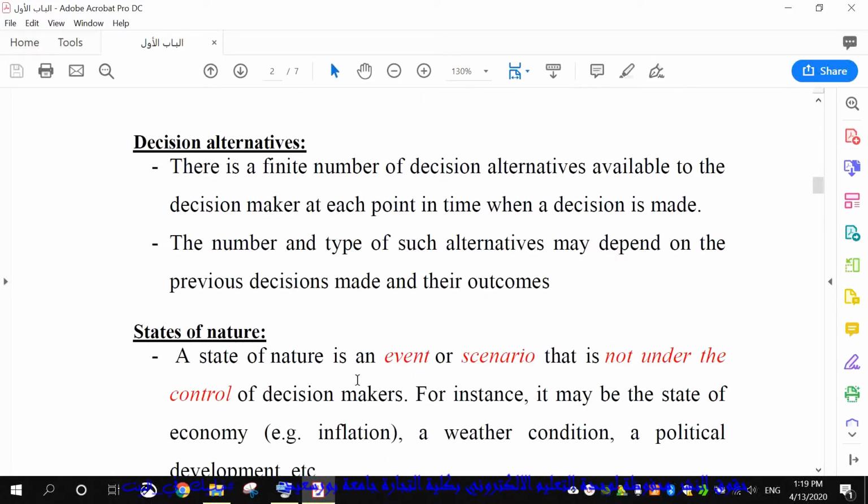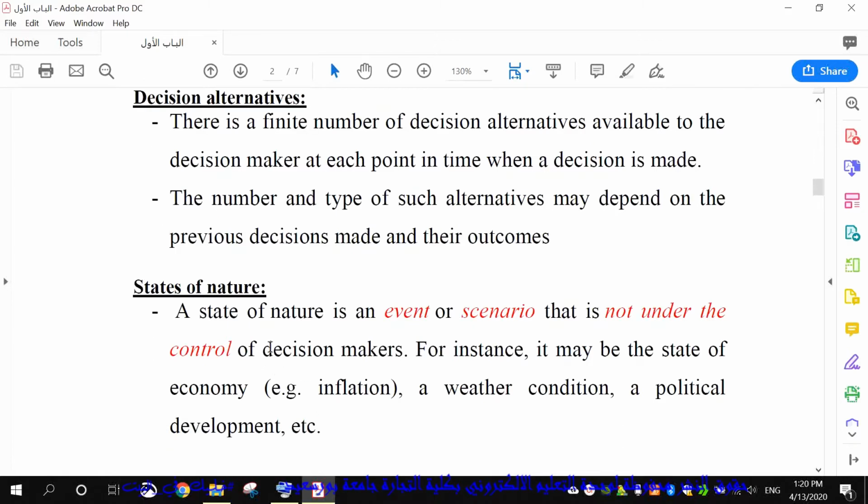About the states of nature. The state of nature is an event or scenario that is not under the control of the decision makers. For instance, it may be the state of the economy, for example inflation, a weather condition, or a political development.